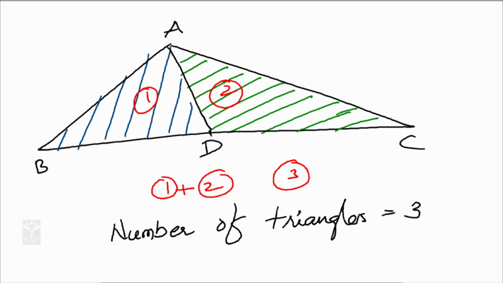ABC is the triangle, correct? And one more here, ABD is one triangle, ADC is the second triangle, and ABC, the whole triangle, is the third. So, there are just 3 triangles, you can count them easily. ABD is one triangle, ADC is another triangle, ABC is another triangle. You can say the number of triangles is 3.